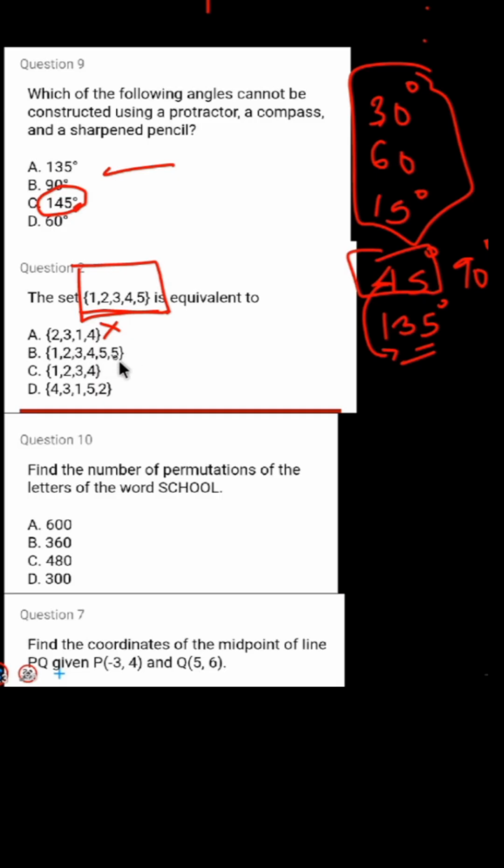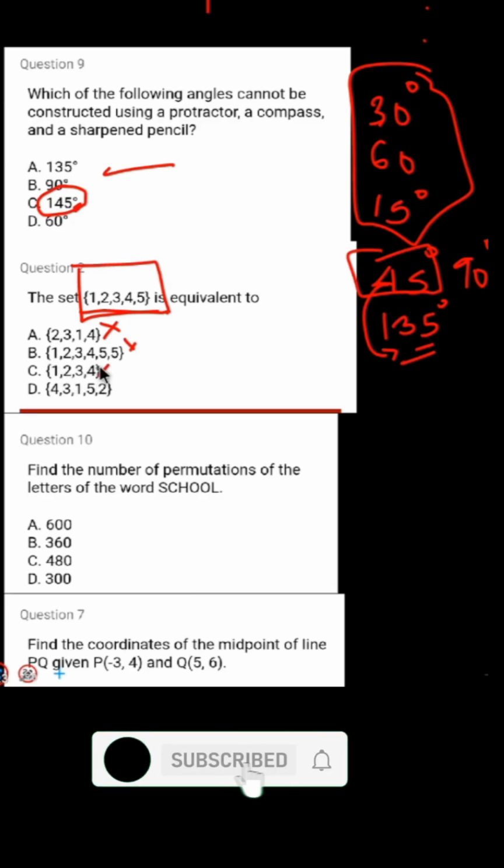It has 6 elements, while the original one is supposed to have 5 elements. If you count the number of elements here, it's 5. So that means option B2 is also wrong. Then you have 1, 2, 3, 4. This one does not have 5, so this one is also wrong.